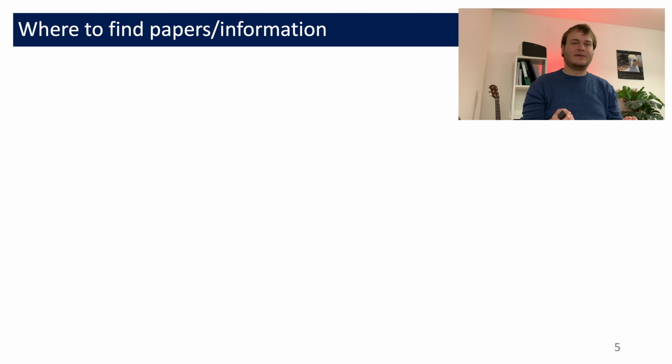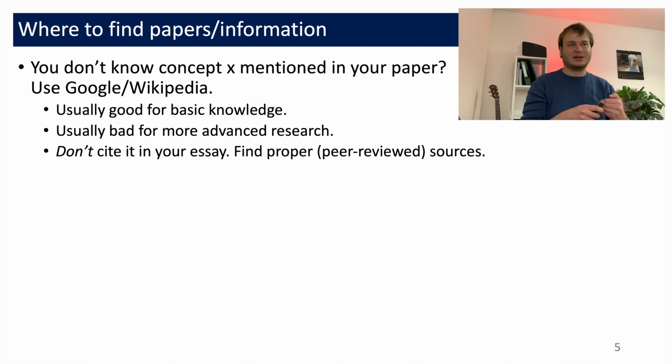So all of you already have a paper assigned that you should take a closer look at for your essay. And then one thing that is probably going to happen is that you don't know some concept that is mentioned in this paper. And for that, we would actually recommend just Googling this or using Wikipedia for it. So let's say the paper mentions that they use FHE, and you have no clue what that is supposed to be. You can easily Google it or just read the Wikipedia article on it. Then this is a great way to get an overview of the basic knowledge that you need in order to have a chance of understanding this paper.